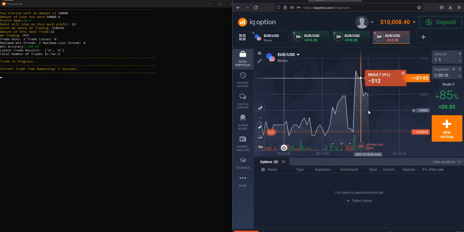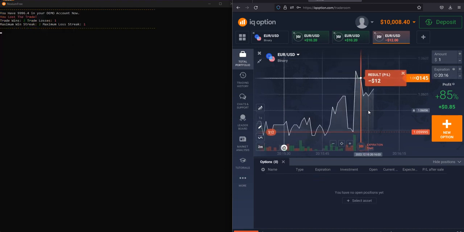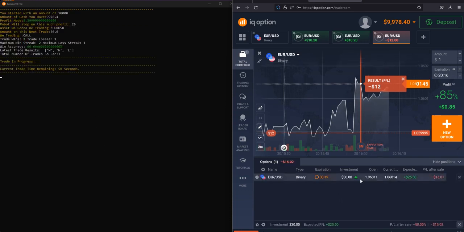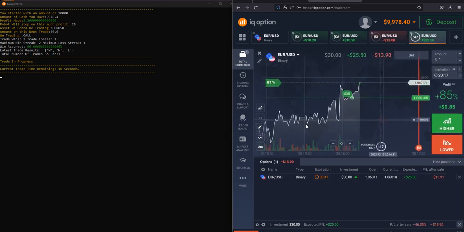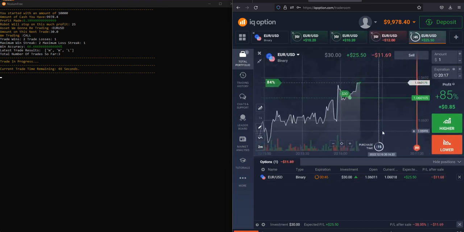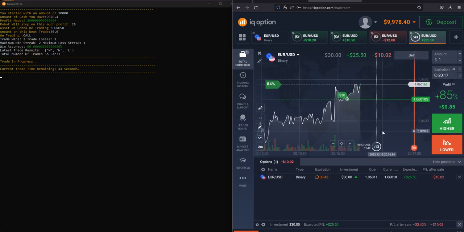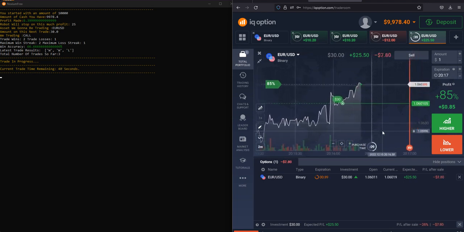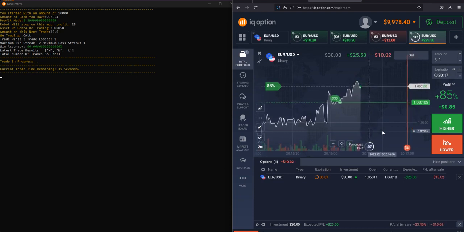That's okay for the robot. According to the strategy, we make back the losses on the next trade. So now we're trading $30. Okay, and we're trading up this time. Oh, so far so good. We're currently on a profit of $8.